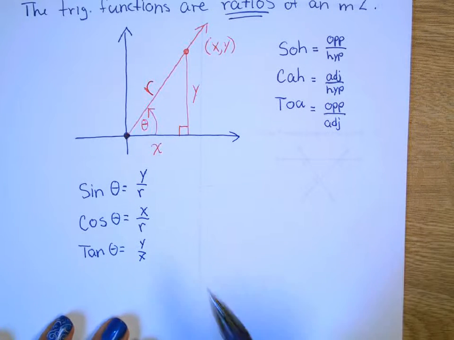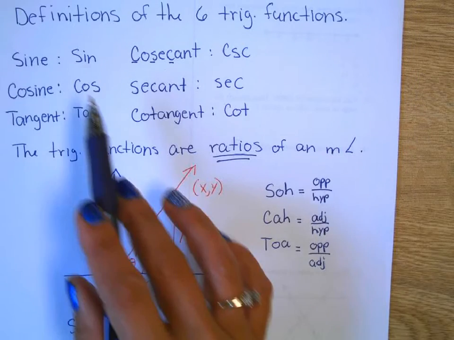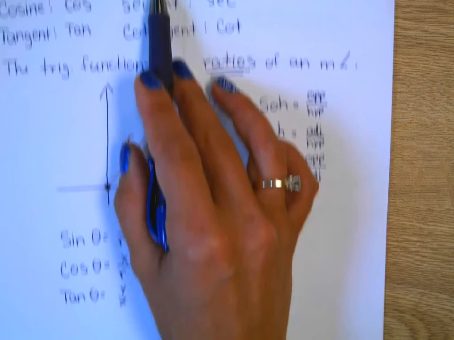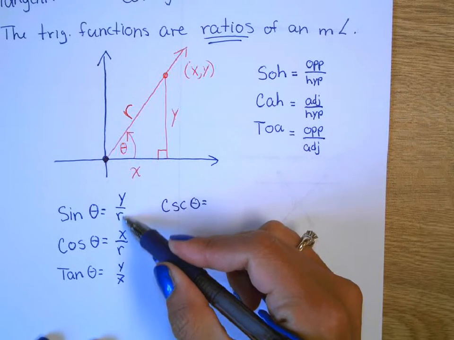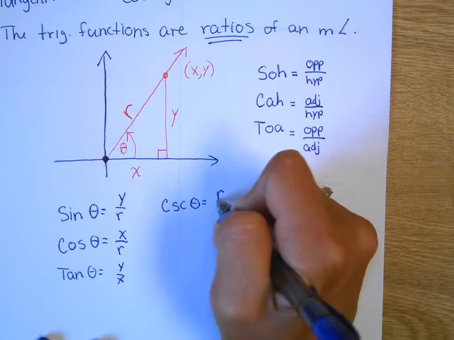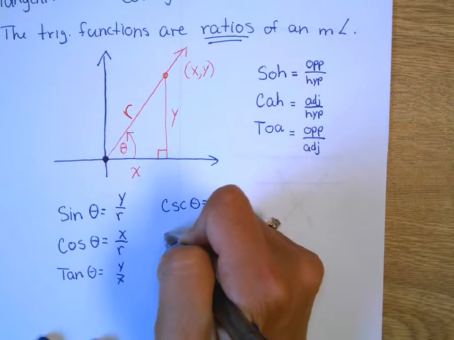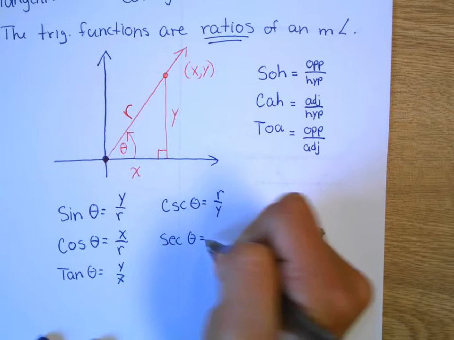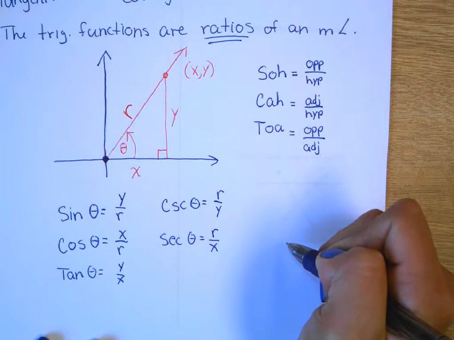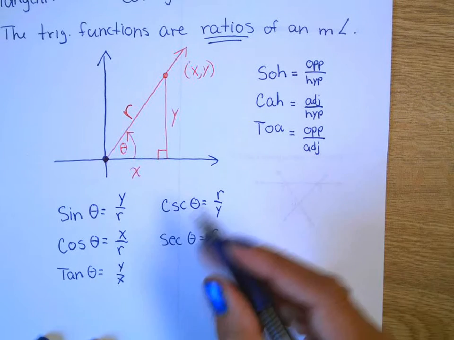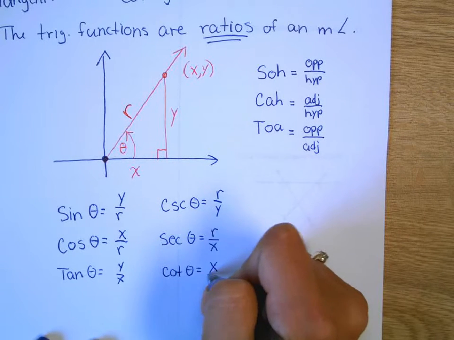The three new functions are the reciprocals of these three. What does it mean to do a reciprocal? Flip them. And I paired them up. Sine and cosecant are reciprocals of each other. So the CSC of theta is going to be sine flipped over, so it's R over Y. Cosine's reciprocal is secant, so it is R over X. And then tangent's reciprocal, that one's easy to remember because it's got the same name in it, cotangent. That one will be X over Y.